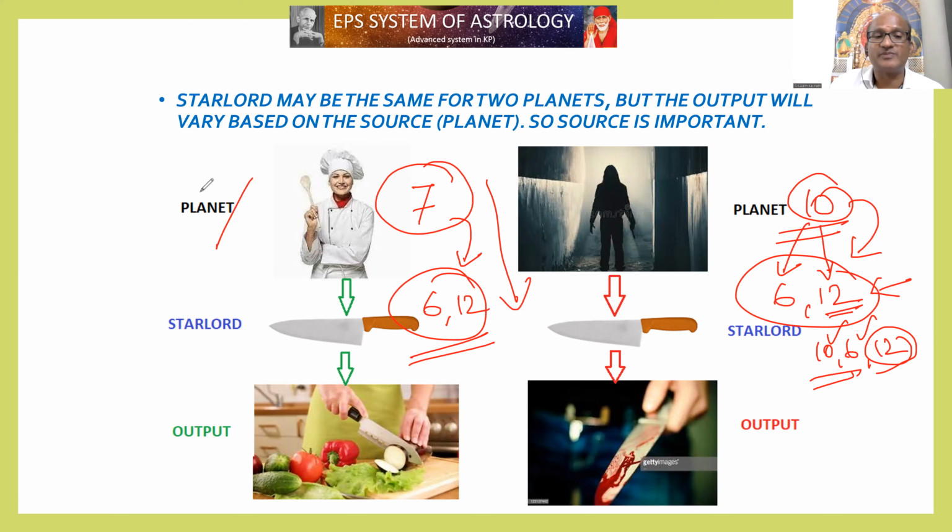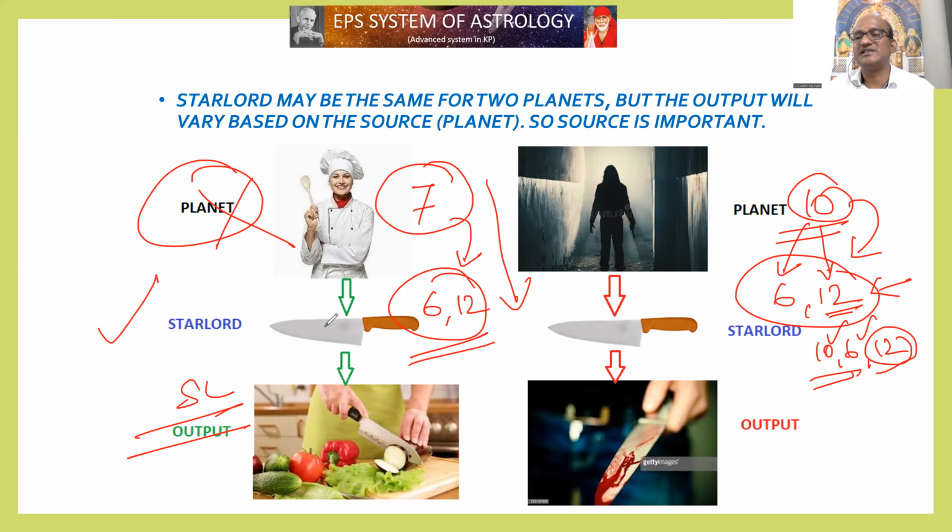If you ignore the planet's signification and straight away take the star lord, straight away go to the sub lord... I have seen many people do not look at the planet, do not look at the star lord, they go straight to the sub lord. Many planets will be in the same star or same sub, but all planets will not give similar results. How? Starting is different, source is different. I hope you are able to understand, right?